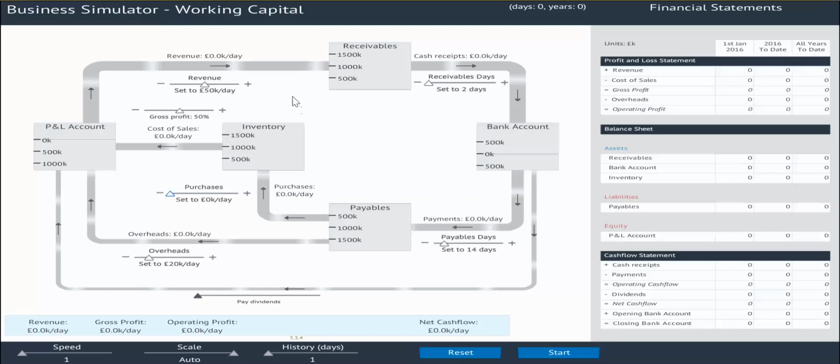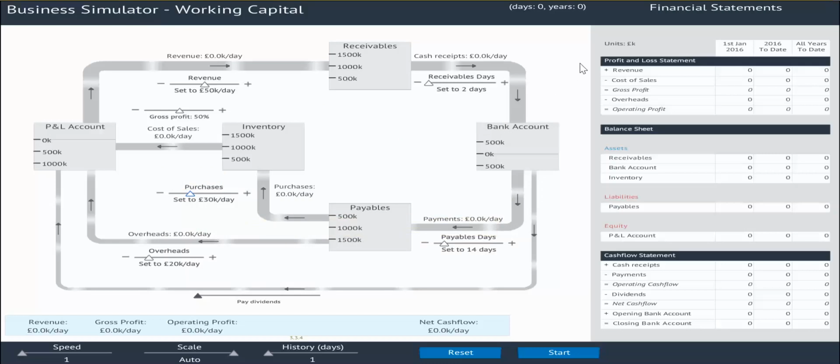So the first step is to set initial values for the various sliders. There are some default values which you can adjust. And the main one that we need to change is the level of purchases, because before we can sell anything, we're going to have some inventory in stock.